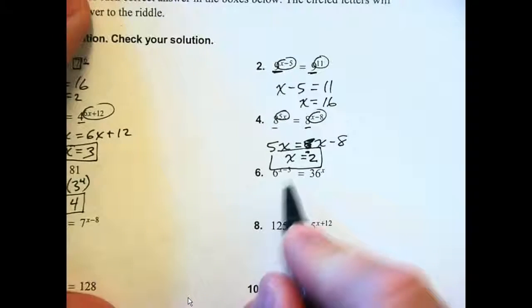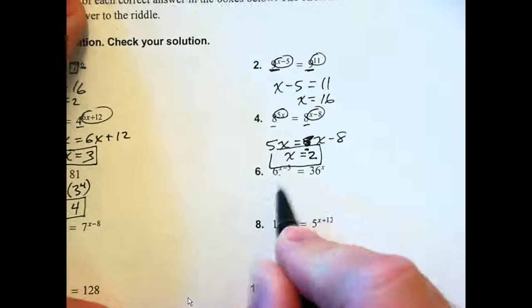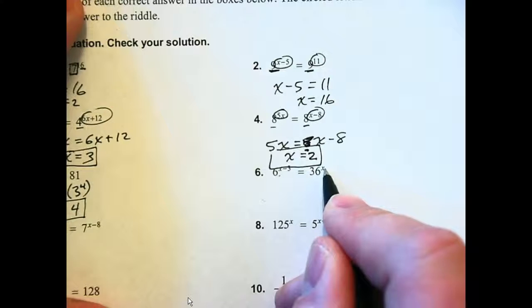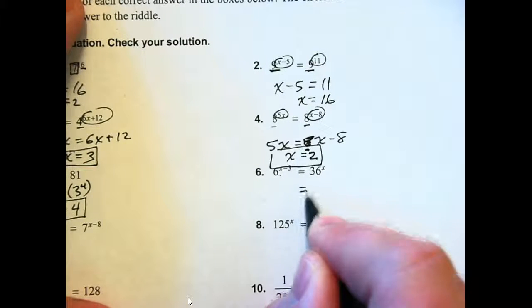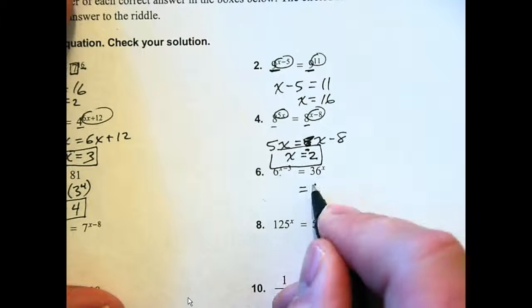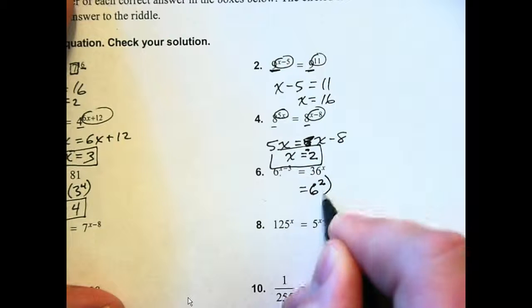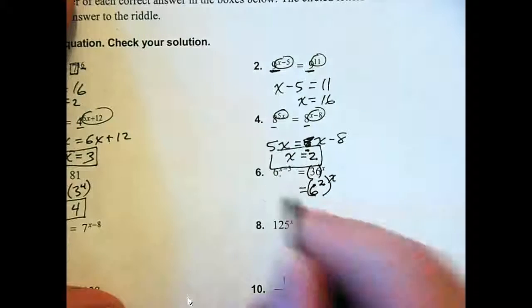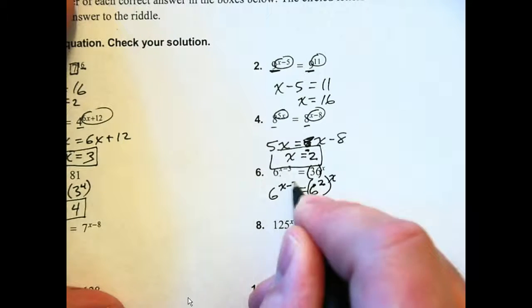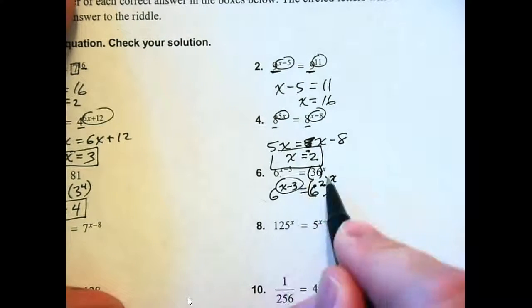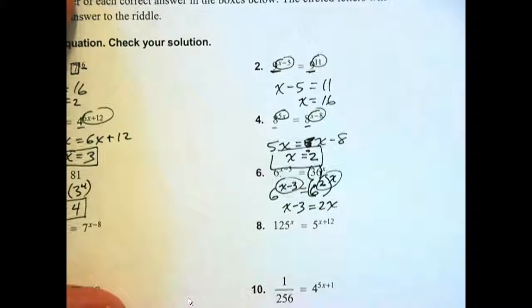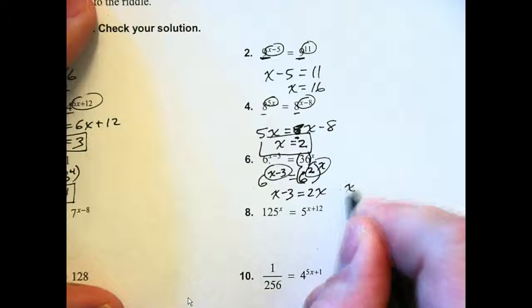All right, do the same thing over here. This says 6 to the x minus 3, it's a little tougher to read now, and 36 to the x. 36 is what power of 6? 6 to the 2nd power. That's 36, so we replace 36 with 6 squared, and then we put the x on the outside. So we have that right there. Our power is x minus 3 equals 2x. Okay, so x equals negative 3.